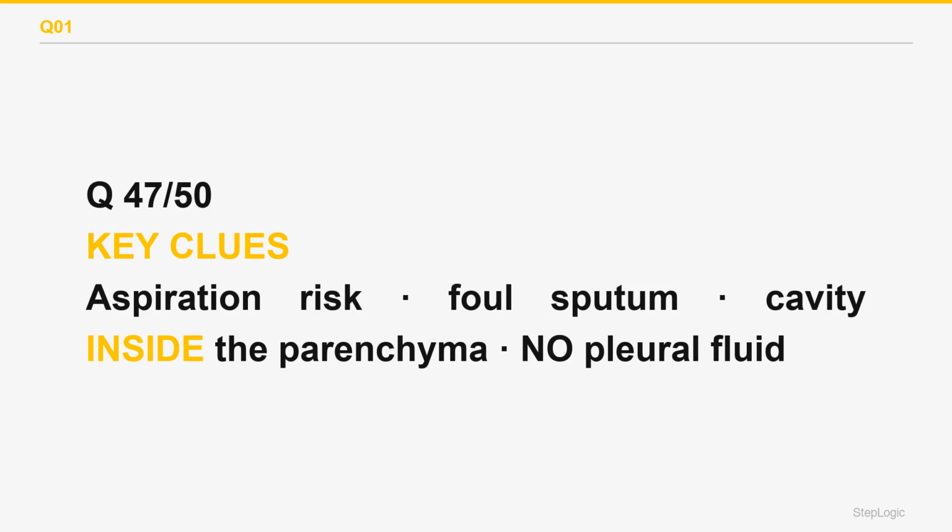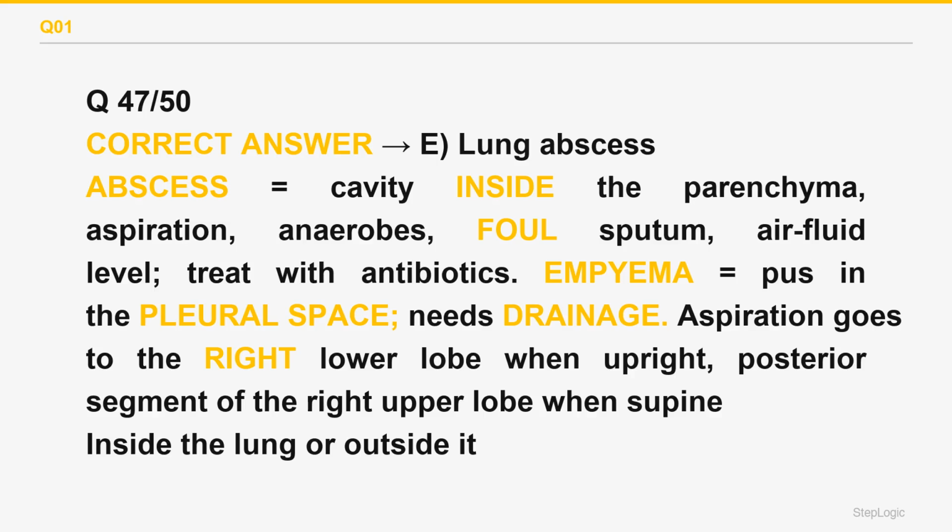An empyema is pus in the pleural space outside the lung, and its absence is stated explicitly here. The distinction determines management. An abscess is usually treated with prolonged antibiotics, whereas an empyema requires drainage. Choice A wrong. The correct answer is E. The location follows gravity and bronchial anatomy, which is why the right lower lobe is named here.